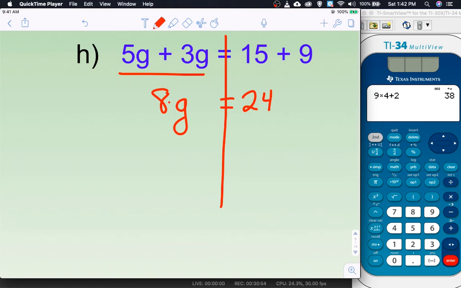I'm going to get rid of that multiplied by 8 by dividing by 8. That was a little ugly. Let's try it again. Divide by 8 on both sides. And I'm going to get g equals 3.